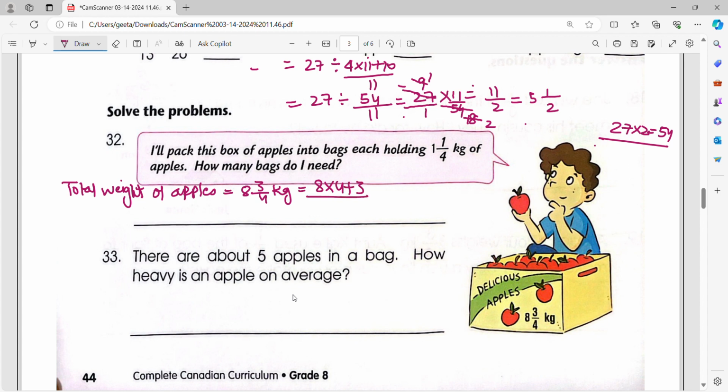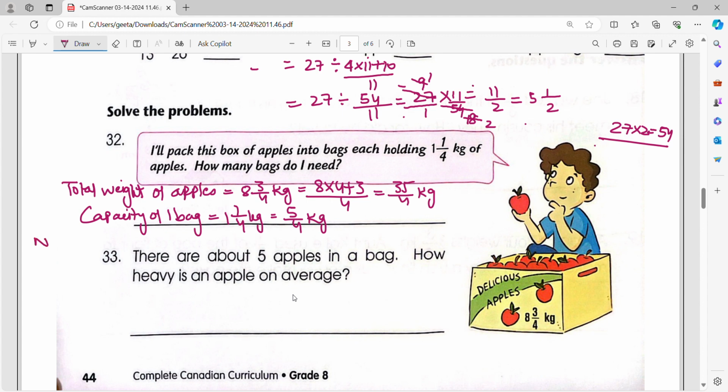I'm waiting for the answer. 8 whole 3 over 4 would be 35 over 4. Very good. This is the total weight. And what is the capacity of each bag? Capacity, you know, how many apples a bag can hold. Capacity of one bag is one whole 1 over 4. Can you please solve it? The answer is 5 over 4.